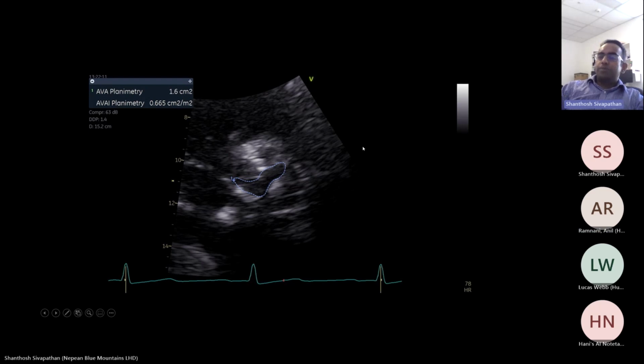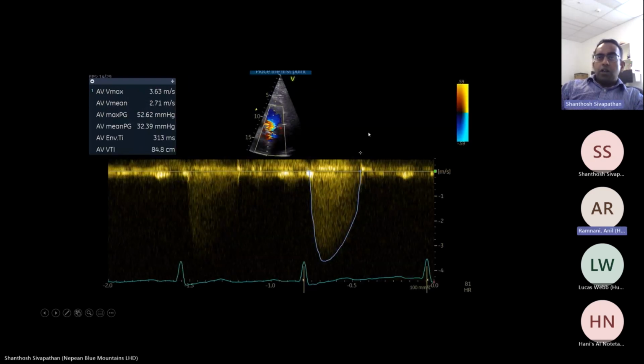I'm not sure. Getting a good image is so important. Yeah. Okay, so yeah, this is the mean gradient and the Vmax. The shape looks more normal-ish, early peak, and the max gradient is 52, mean is high as well, 32. So they both fall in the moderate category, at least in terms of categorization with the ASE classification.